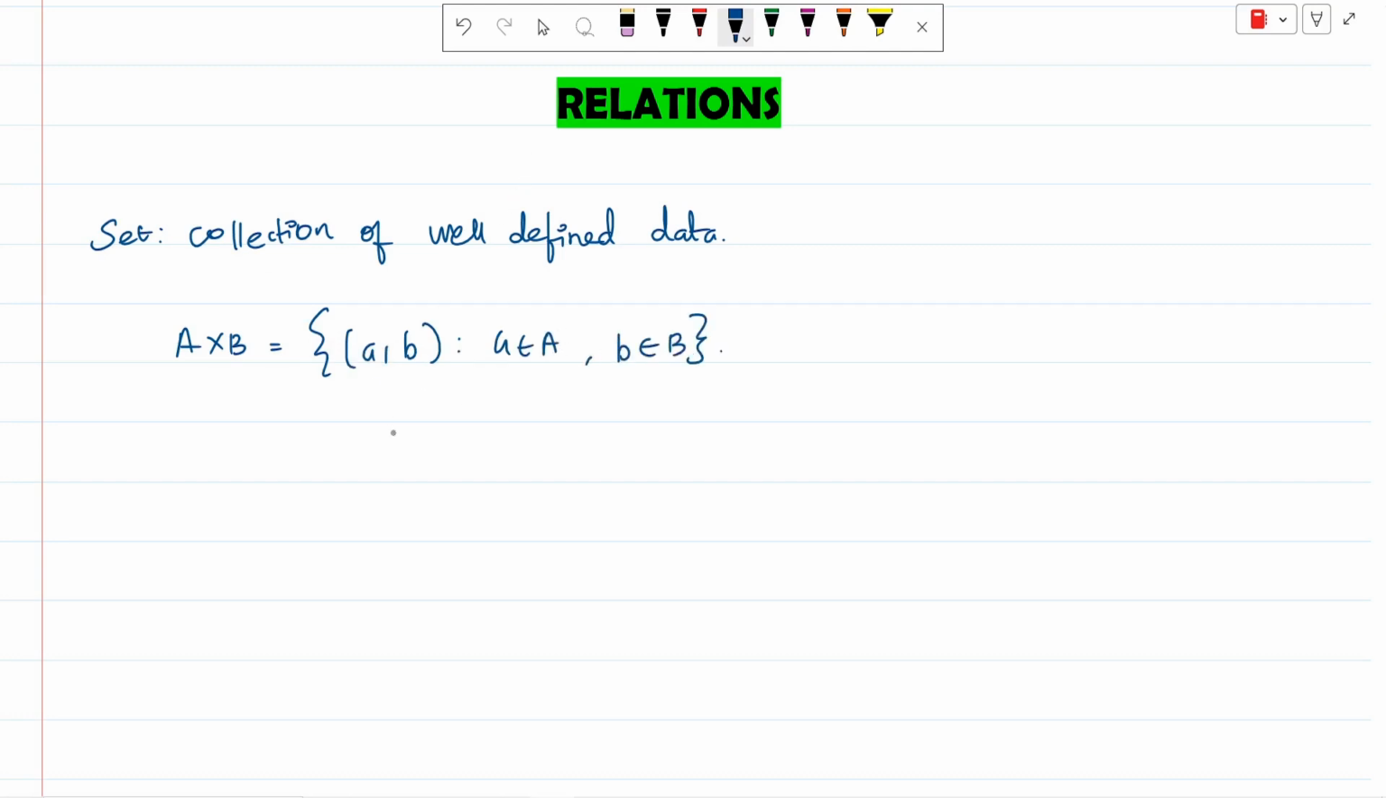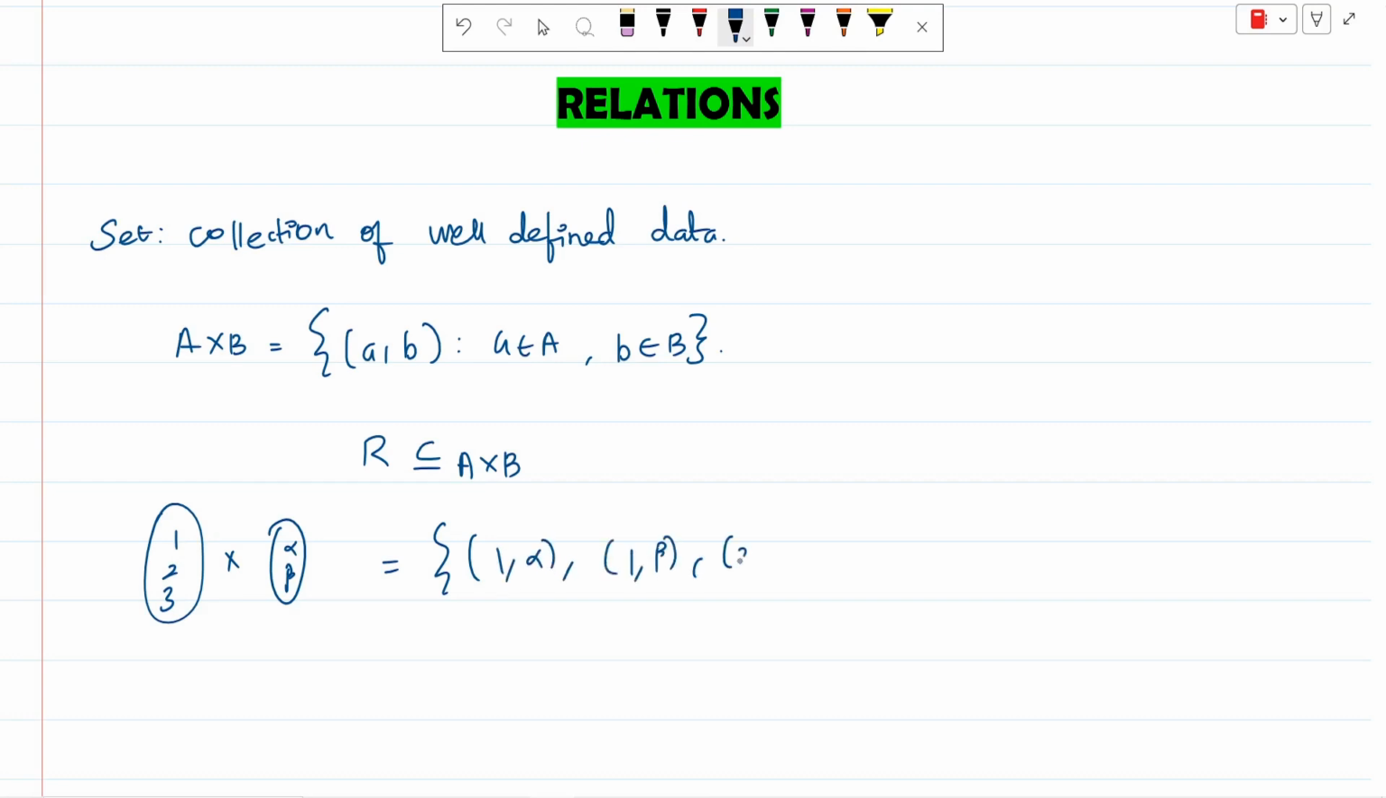Now a relation, it is R which is a subset of A cross B. That's it. A very basic definition is R is a subset of A cross B. In A cross B, if you have a set A with 1, 2, 3 and a set B with alpha and beta, if you need to do the cross product, that is, multiply the two sets, the Cartesian product, what answers will we get? So this will be (1, alpha), (1, beta), then (2, alpha), (2, beta), and then (3, alpha), then (3, beta).